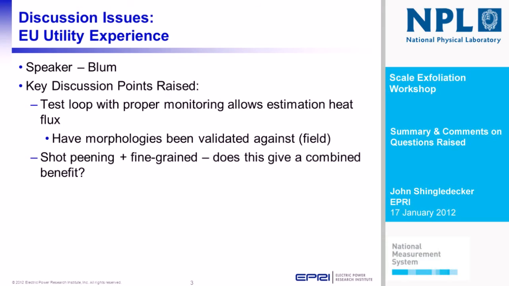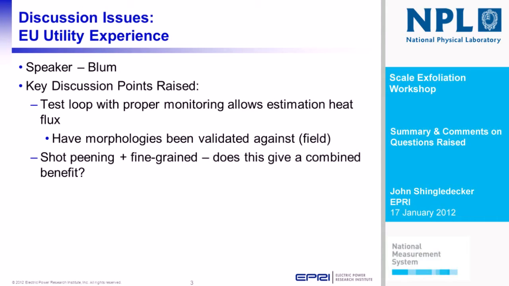Moving on to the talk from Rudolf Bloom. I think he showed us some of the value in using these test loops and being able to use heat flux. There was one comment that there would be some usefulness in evaluating the morphologies produced in these test loops against the field data. While these test loops give some of the best pedigree data we have for kinetics, does it still represent the actual morphologies?